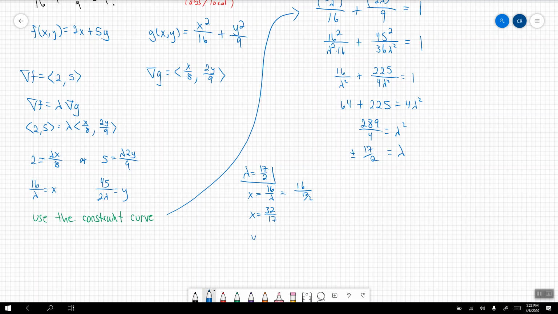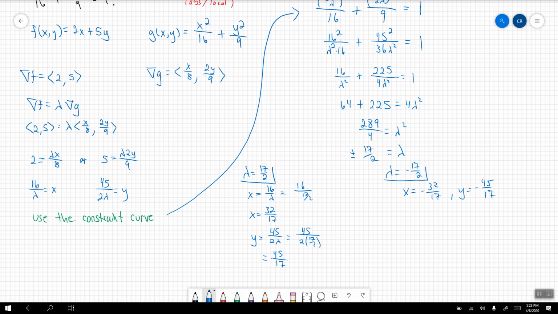Okay, what is y? Well, y was 45 over 2 lambda, which means this is 45 divided by 2 times lambda, and lambda we're assuming to be 17 halves, which means that y is 45 over 17. There we are. Nice. All right, the next one, lambda is negative 17 over 2. Again, we're considering both outcomes. That's going to tell me that x is the same process, but just negative: negative 32 over 17. And then y is negative 45 over 17. All right, perfect. So we found these extreme values now.